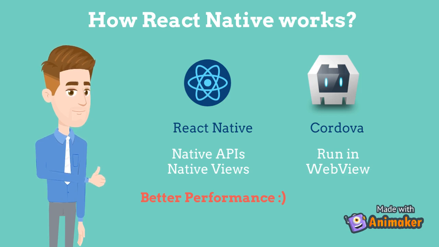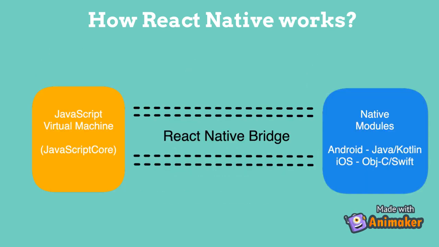Besides, React Native doesn't directly compile JavaScript code into native code. Instead, React Native can be considered as a set of React components that represent the corresponding native views and components. Here is a general architecture for React Native. There are three major parts: native modules, React Native Bridge, and JavaScript virtual machine.